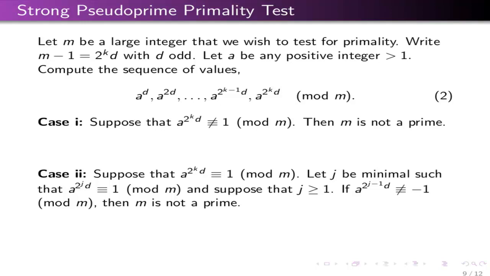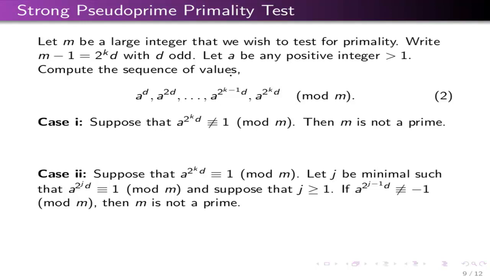Next, let's look at the strong pseudoprime primality test. So I'll let m be a large integer we wish to test for primality. I'll factor m minus 1 as 2 to the k times d, where d is some odd number. So I pull off all of the powers of 2. And let a be a positive integer bigger than 1. A is going to be the base value that we're working with here.